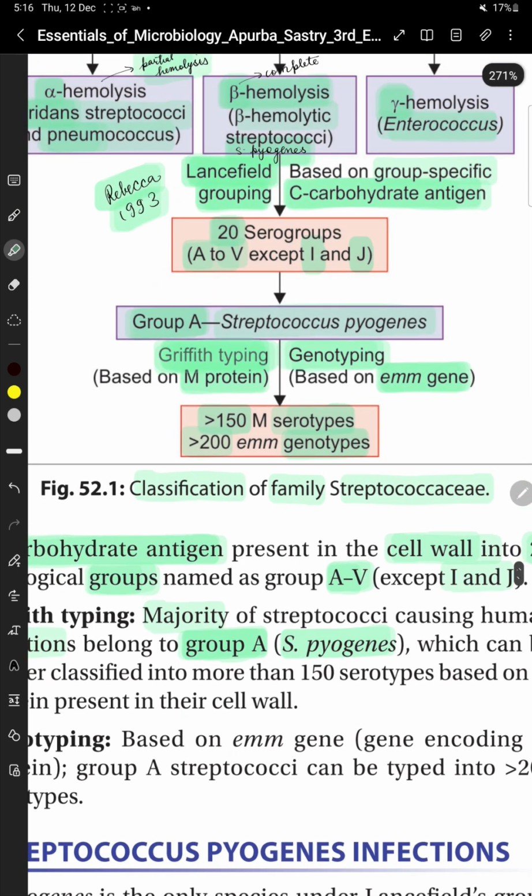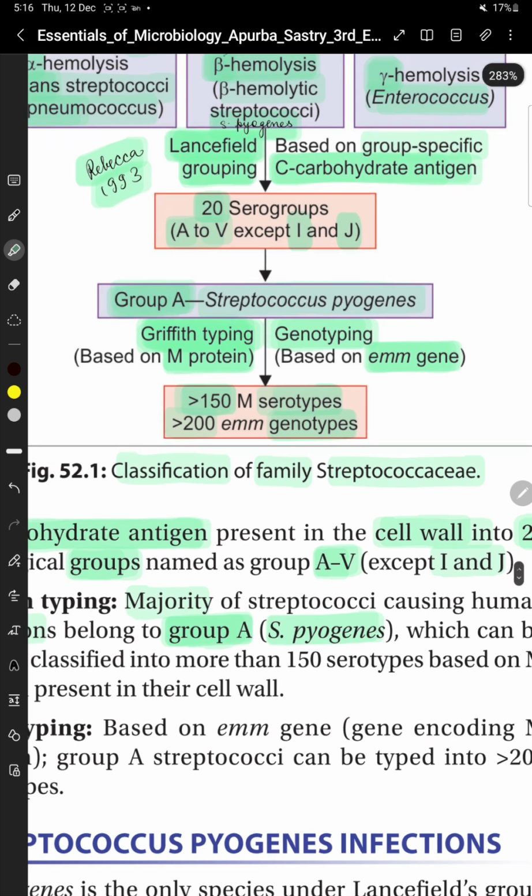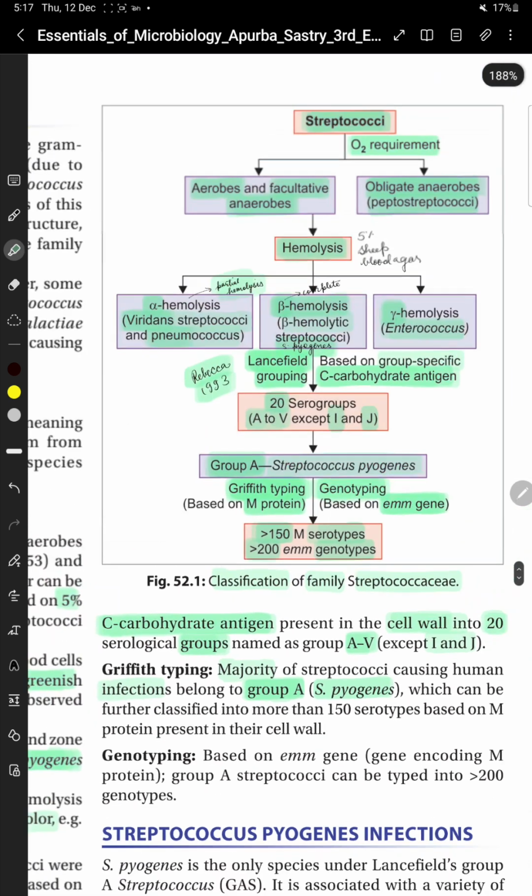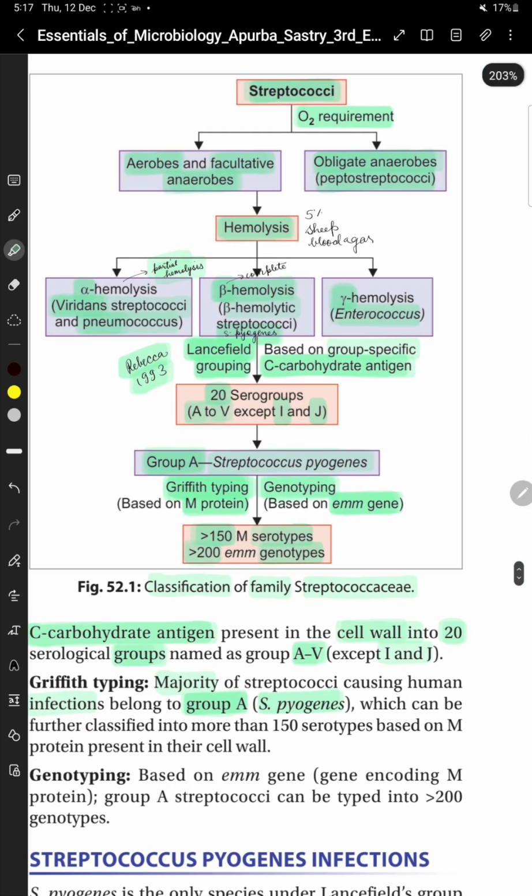Okay. Griffith typing is based on M protein, and Griffith typing will classify group A into more than 150 serotypes, and the genotyping, which is based on the M gene, will classify group A into more than 200 M genotypes. So this is the classification of family Streptococcaceae.